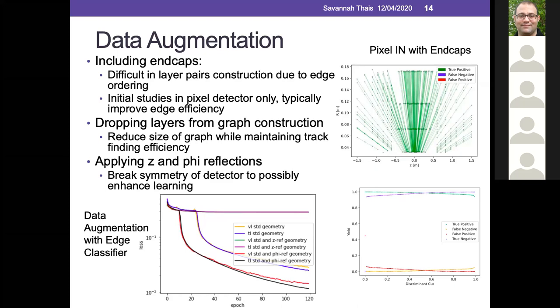And then we've also looked at physics-driven data augmentation by applying Z and phi reflections of the graphs to break detector symmetry. And we found that applying the phi reflection enhanced the learning, but applying a Z reflection to the graphs actually made it impossible for the GNN to learn edge classification effectively. Which I think we're still trying to understand.